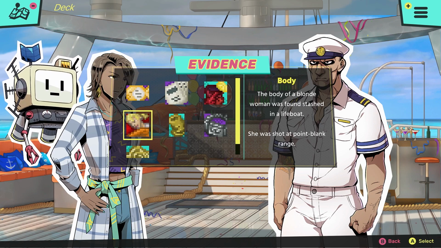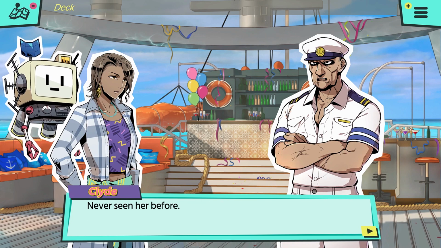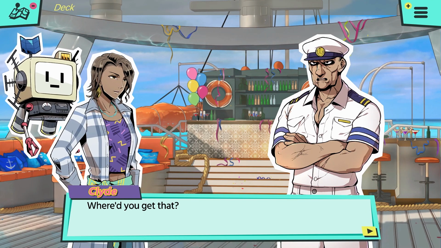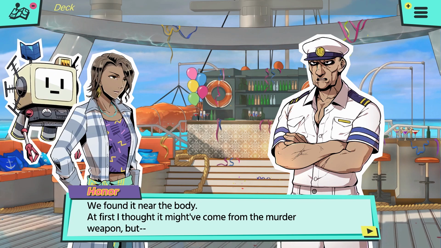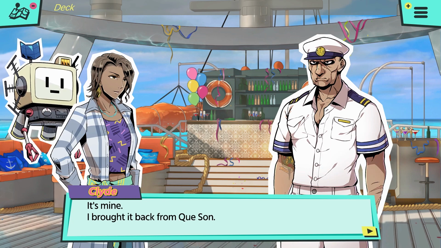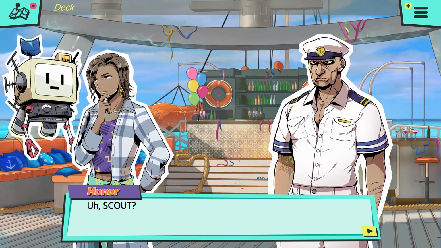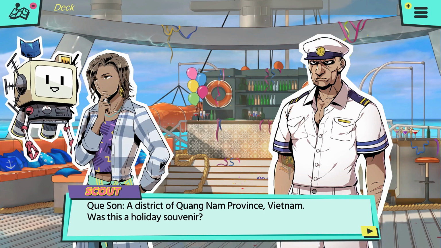What do you know about the body? The victim was found inside a lifeboat. Any idea who she was? Never seen her before. Where'd you get that? We found it near the body. At first I thought it might have come from the murder weapon, but it's too old for that. How did you know? It's mine. I brought it back from Quezon. Quezon, a district of Quang Nam Province, Vietnam.